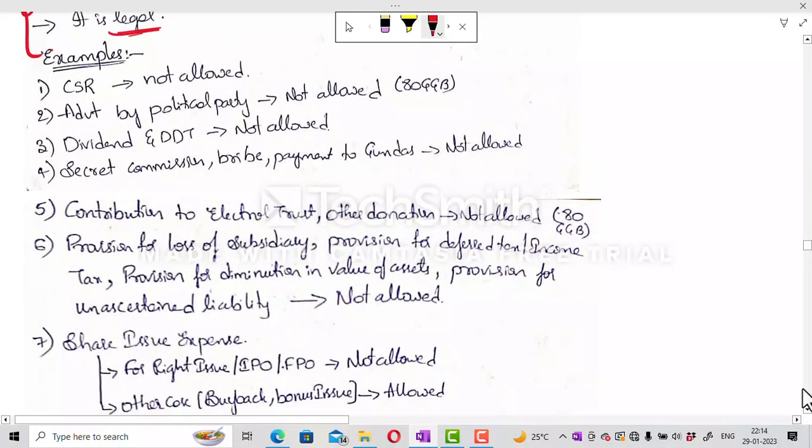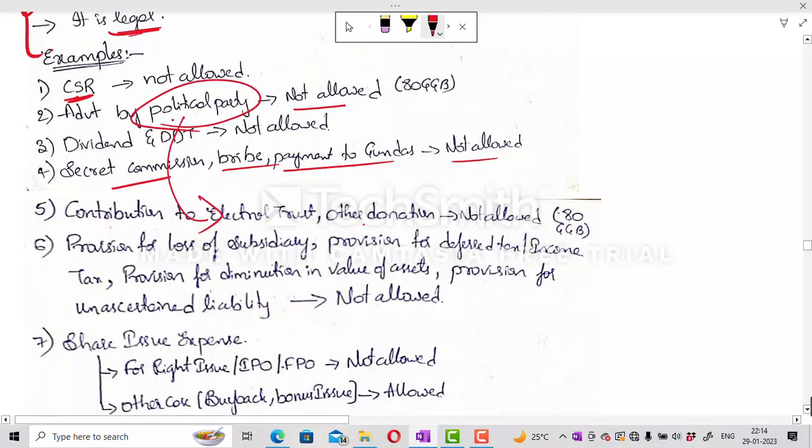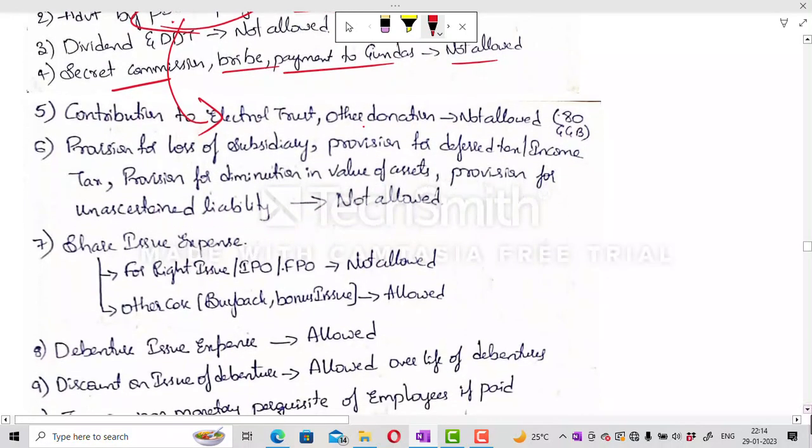So there are some examples here. Corporate social responsibility, it is not incurred for business, so no deduction is available for that. Advertisement by political party, no deduction is available. Anyway, deduction under 80GGB is available. Dividend and dividend distribution tax, it is also not for the business, so no deduction is available. Secret commission, I told you, only legal expenses are available. Secret commission, bribe, payment to goons, all these are not available. Contribution to electoral trust, other donations, same as political party, it is not allowed, but under 80GGB it is allowed.